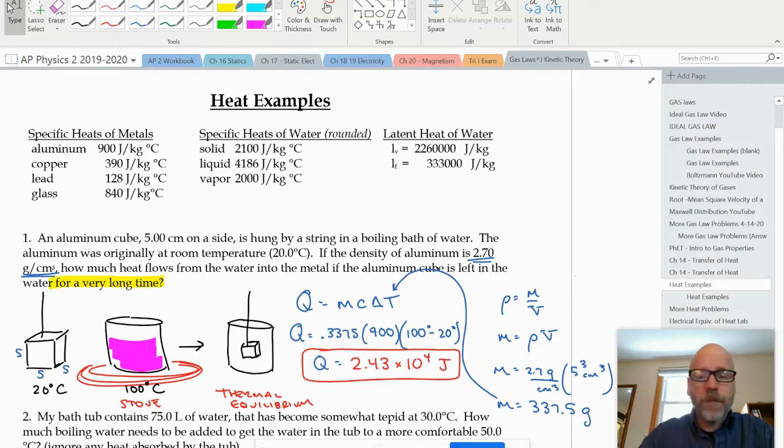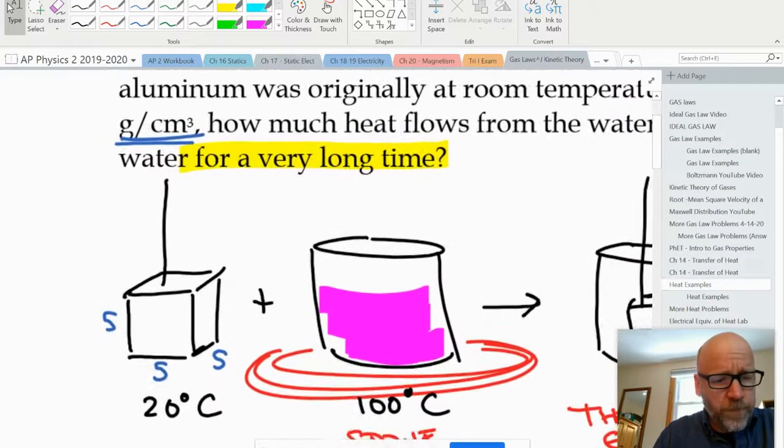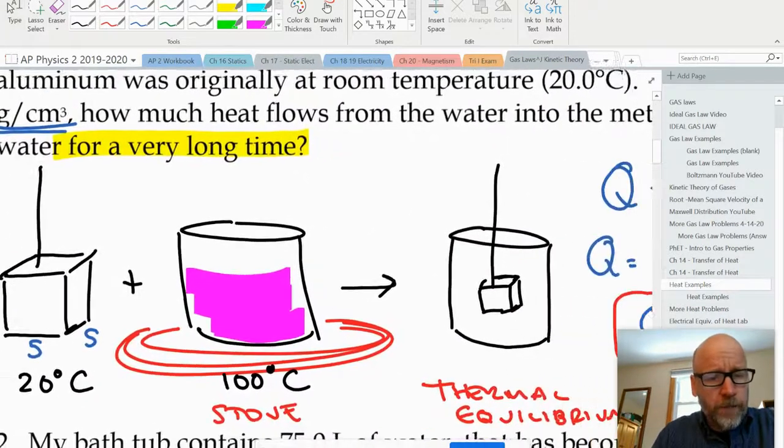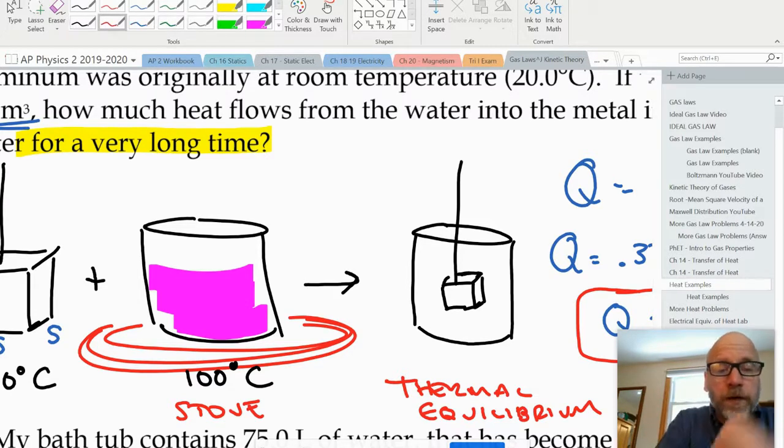All right. So what did I do? I drew a picture. Here's a metal cube. Then you put it in the hot water. Now, by putting this container full of water on the stove and having it boiling, heat ends up flowing from the stove into the water.